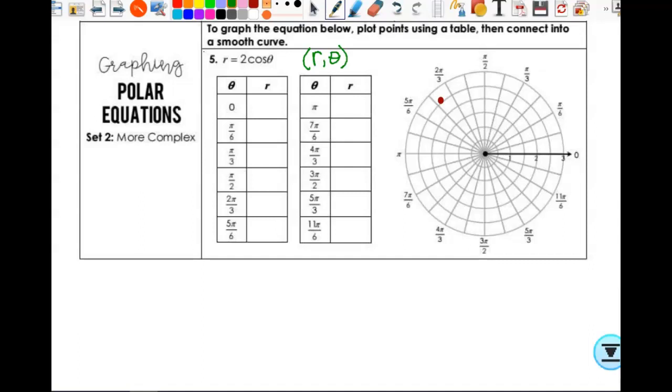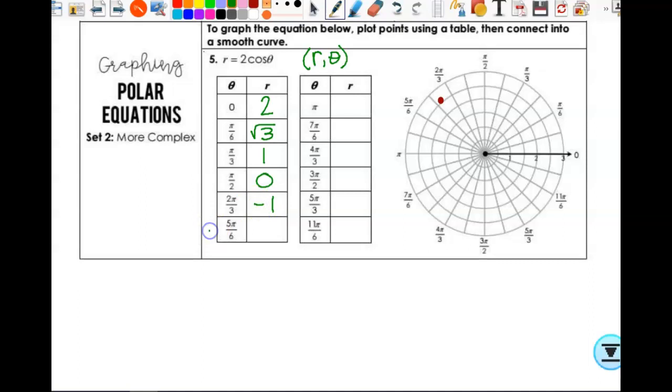So 2 times the cosine of 0. What's the cosine of 0? 1. I multiply that by 2, and I get 2. What is the cosine of pi 6? Square root of 3 over 2. I multiply that by 2, and I get square root of 3. What's the cosine of pi thirds? 1/2. Multiply that by 2, I get 1. What's the cosine of pi halves? 0. So it's 0. What's the cosine of 2 pi thirds? -1/2, right? Because it would be the same as this, but negative. So when I multiply by 2, I get a -1.